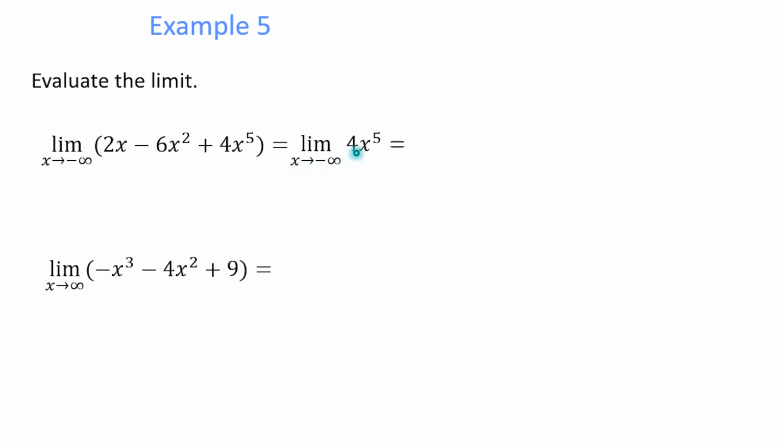Now we can use the scalar multiple property. So it will be 4 times the limit of x to the power of 5 as x approaches negative infinity. And since x to the power of 5 is an odd power function, it means that the limit of this function is negative infinity. So 4 times negative infinity is of course negative infinity.